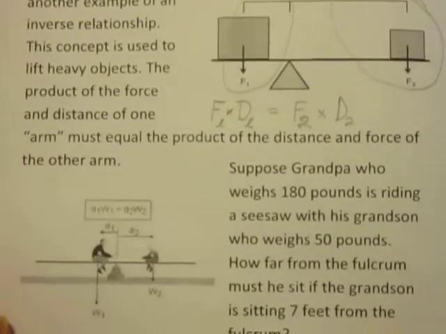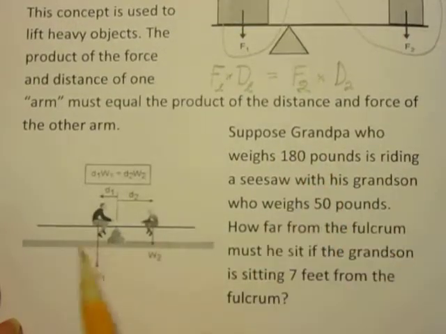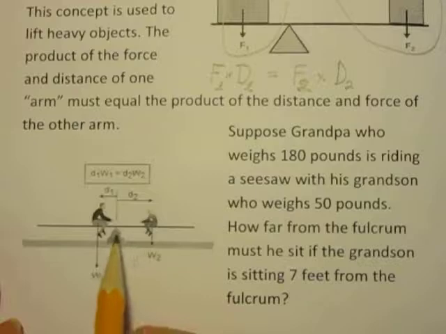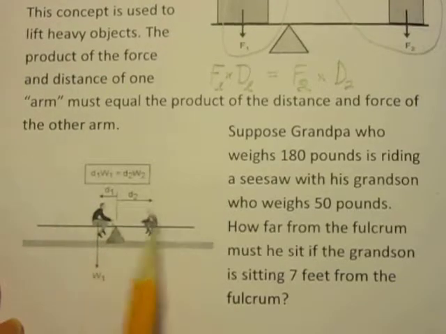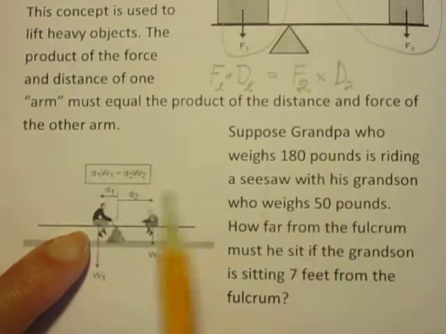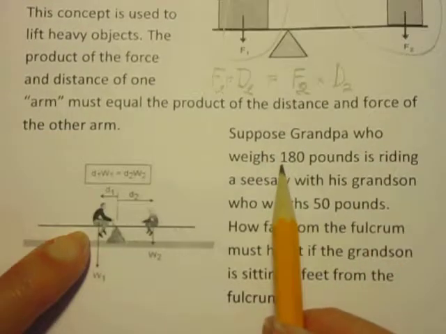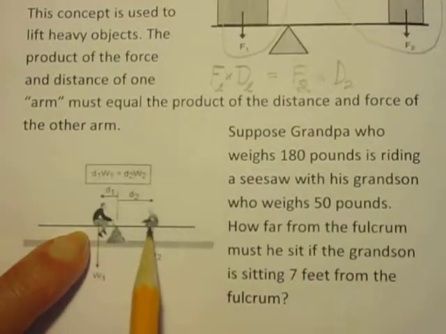And a good example of where you might see that is if you go to a park and you see these seesaws. You don't usually see them very often anymore, but the whole concept of the seesaw is that you have this fulcrum, and two kids are going to have to maintain a balance, and they can sit farther out or closer, whatever. But here we have a case where we have two very extremely different weights. We've got a grandpa who weighs 180 pounds, riding a seesaw with his grandson who only weighs 50 pounds.